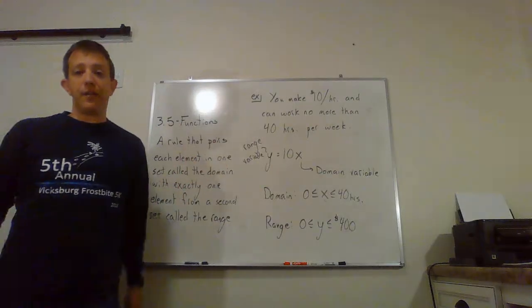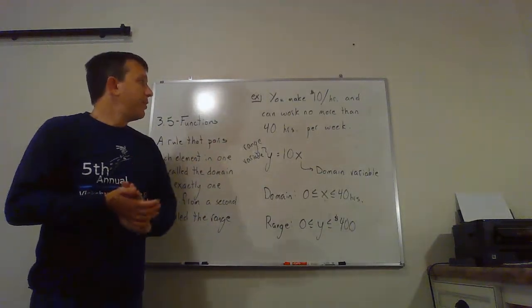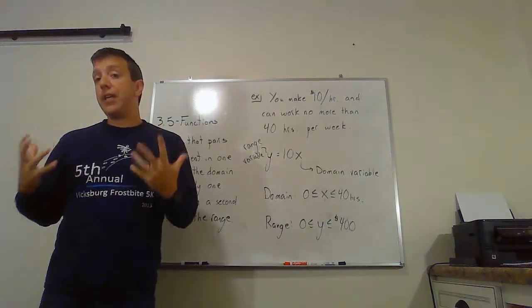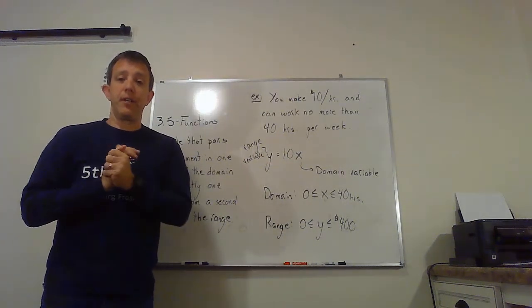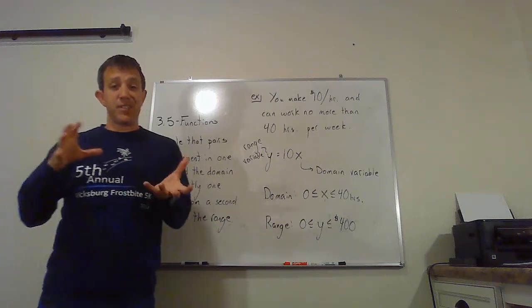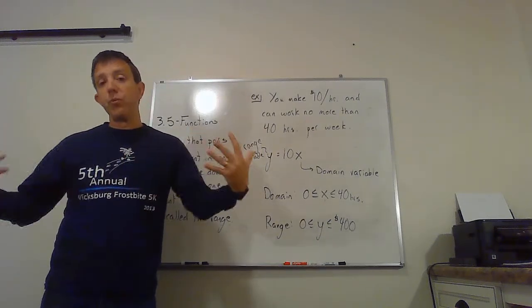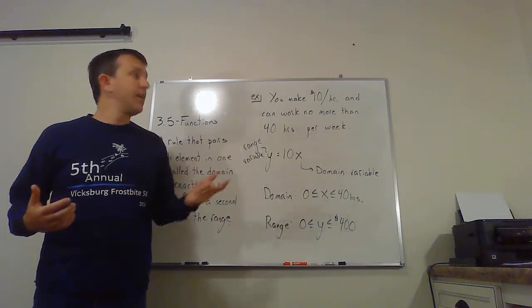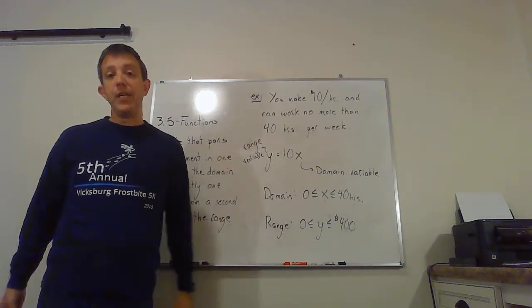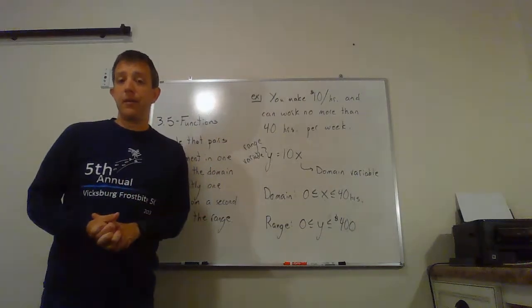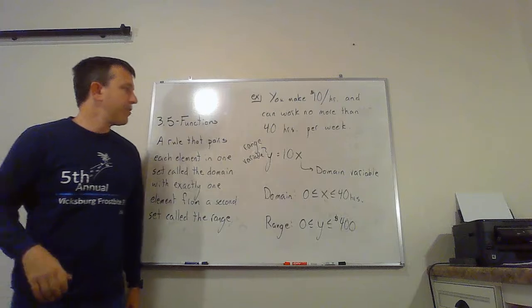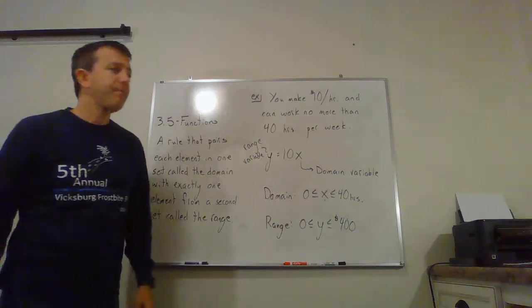You make $10 an hour at your job, but you can work no more than 40 hours per week. Okay, so here's what we want to think about here. A function is this connection, if you will, this rule that connects two things. In this case, the function is going to connect how many hours you work in a week with how much money you make. I think this is something we're all at least kind of familiar with. Most of you, I'm sure, have had a job at some point.